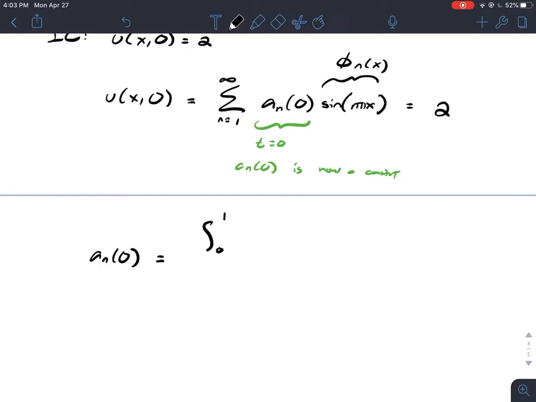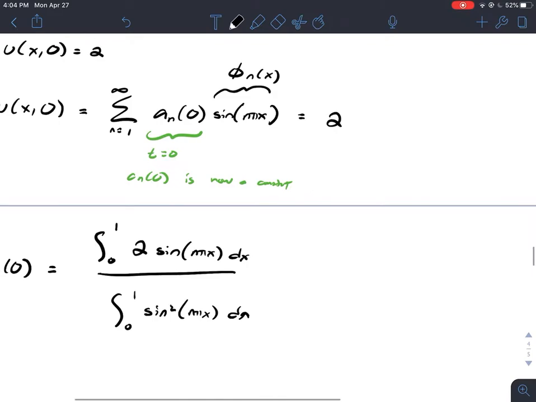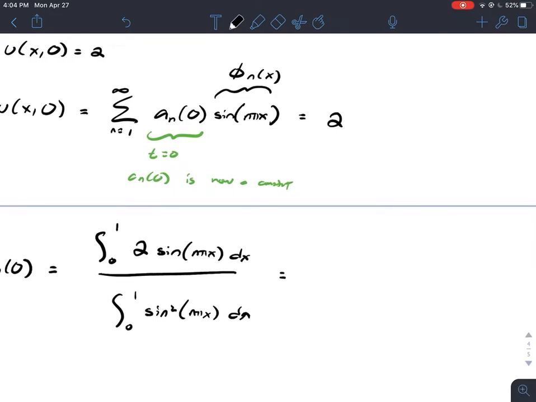So it's the integral from 0 to 1 of 2 times sine n pi x dx over the integral from 0 to 1 of sine squared n pi x dx, right? All I'm doing right now is solving for the coefficient a sub n. Don't overthink this. The function a sub n of time can be a little bit tricky, but right now this is just solving for the time equals 0 case. We want to explicitly evaluate this relationship because it's going to help us down the road.